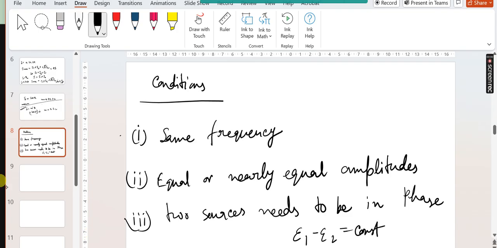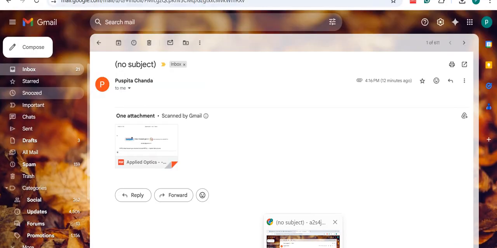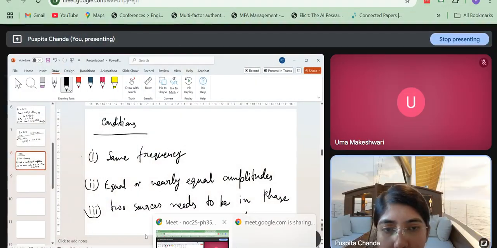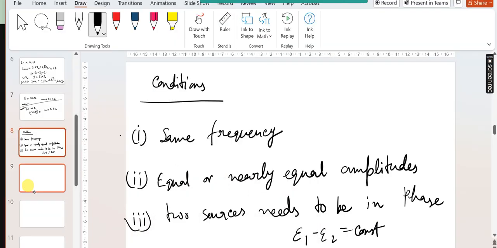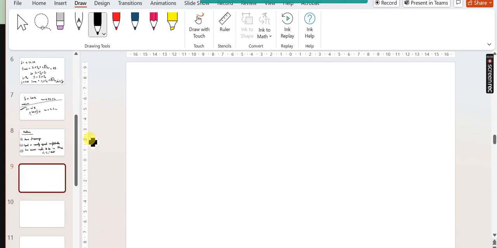It should not vary. So what will happen if this condition doesn't get fulfilled? You know that if it is not the same frequency, you will get uniform illumination and all. And sometimes, if the fringe is shifted, that's not the problem. But if we cannot see the fringe, that means there is a problem in the interference, and we will not want this kind of situation. So these are the conditions for interference.